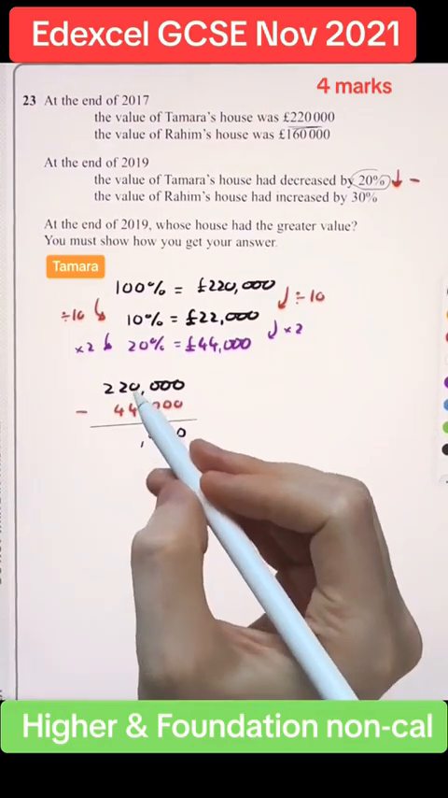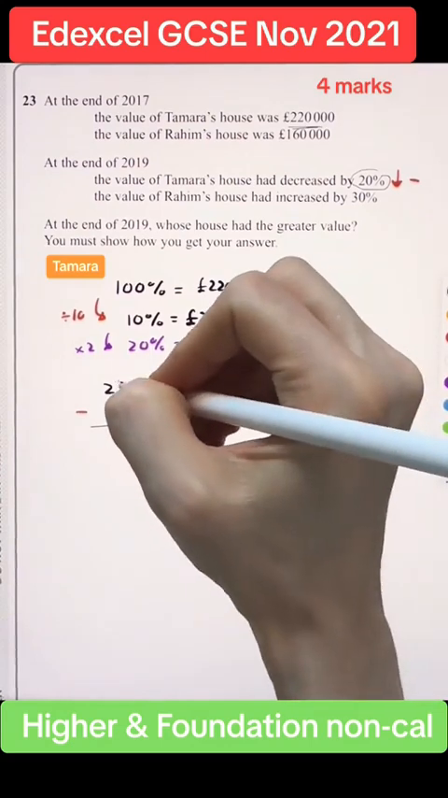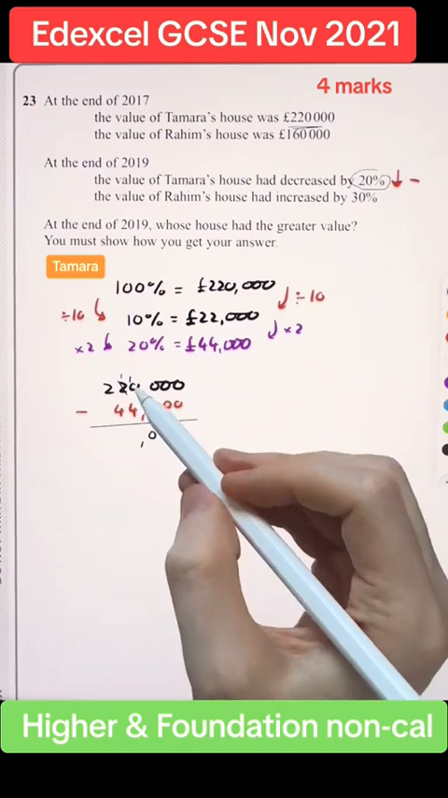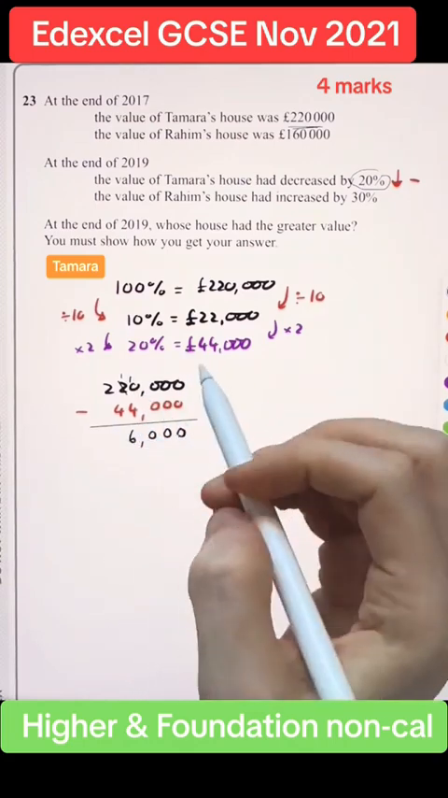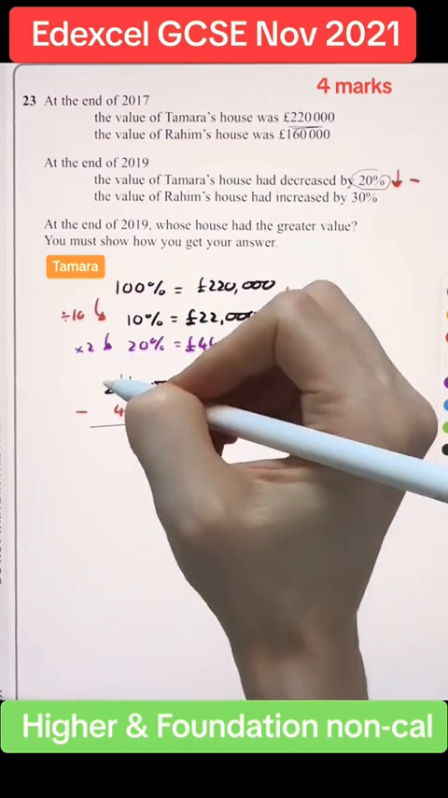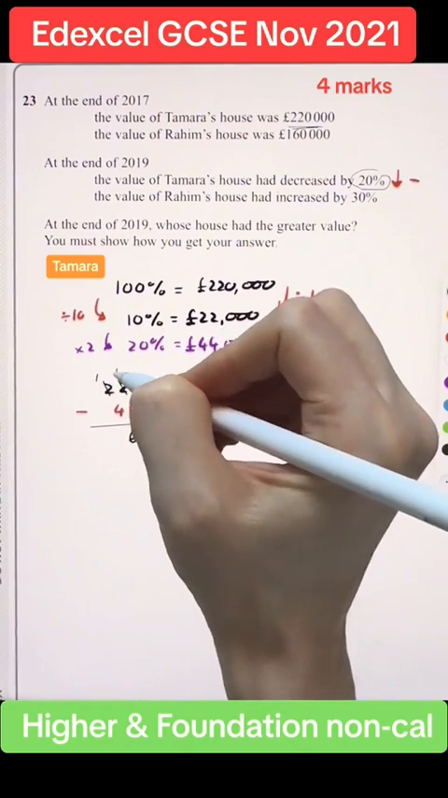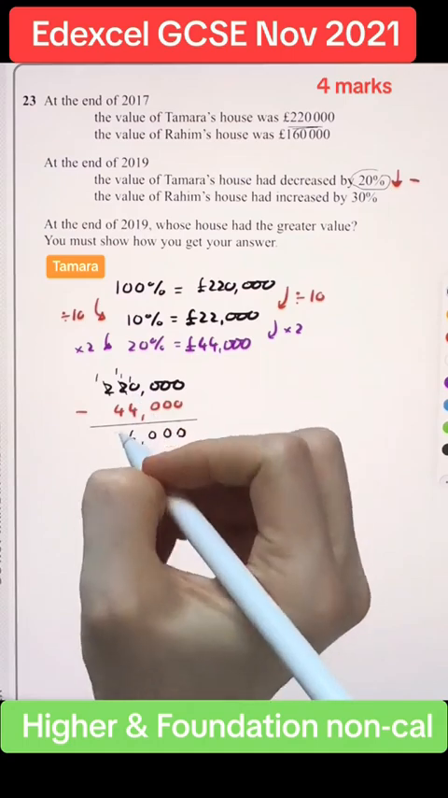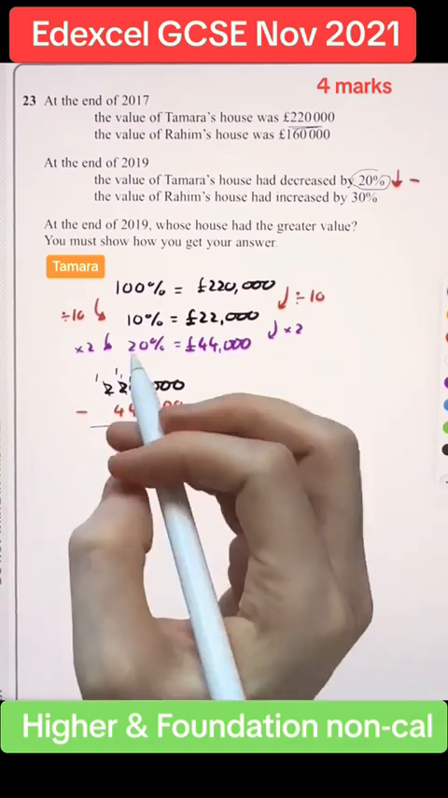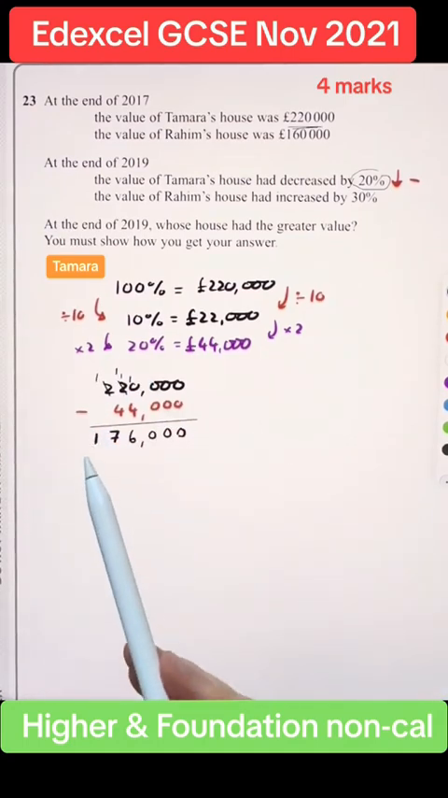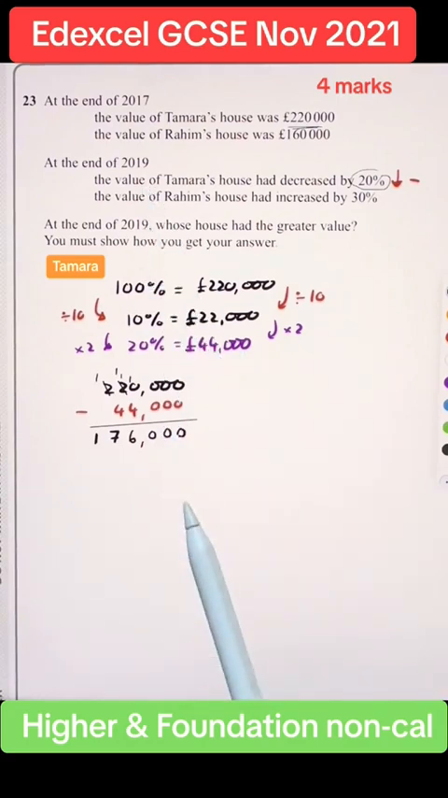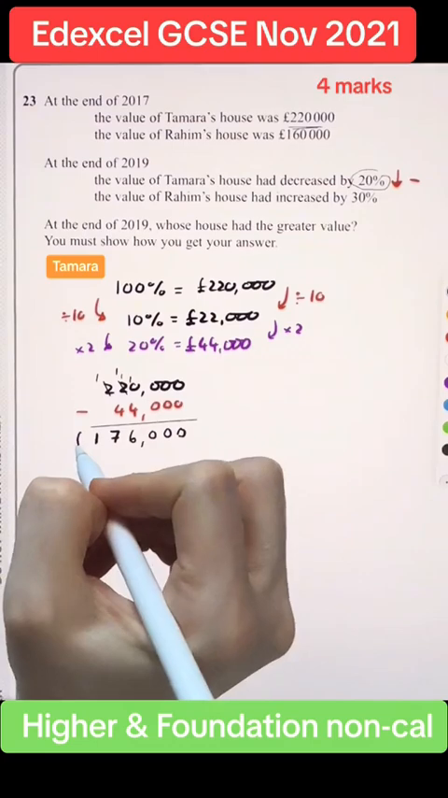I can't take 4 from 0, so I borrow from its neighbour. So 2 drops to 1, and I carry the 1. 10 take away 4 gives you 6. I can't take 4 from 1, so I borrow from its neighbour. So 2 drops to 1, carry the 1. So now I've got 11 take away 4, which gives me 7. And 1 take away 0 is simply 1. So the value of Tamara's house at the end of 2019 was 176,000.